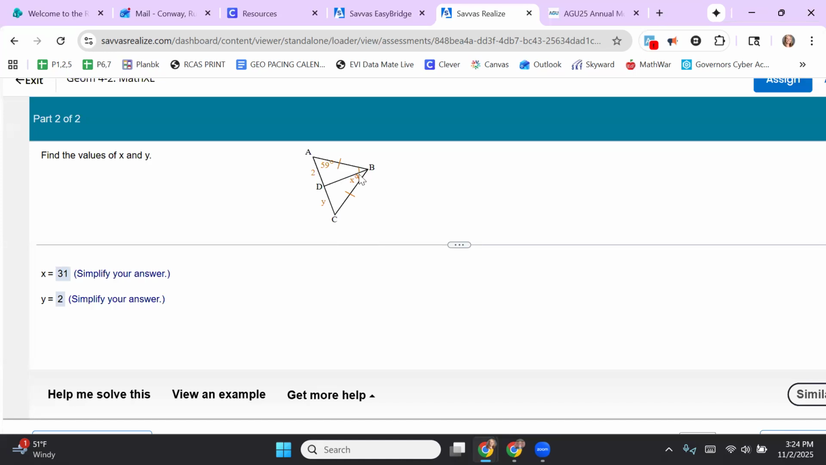And so then the whole angle B had to be 62. Half of 62, because this line right down the middle is going to cut this angle in half. So half of 62 is where I got 31. And then, since these are matching, and you fold it over, x equals y.